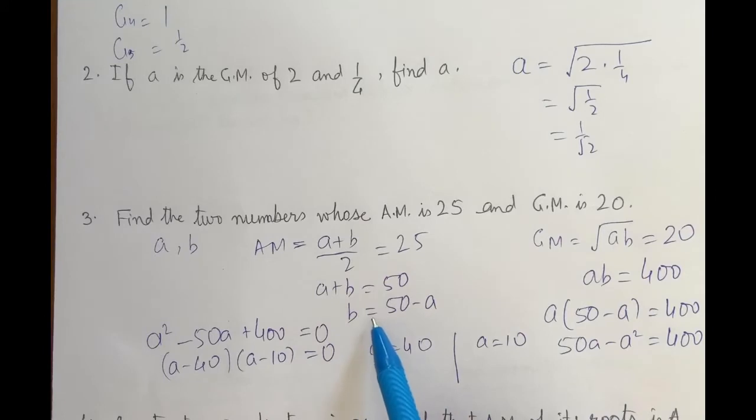If a is 40, then b is 50 minus 40, that is 10. And if a is 10, b will be 40. So the two numbers are 40 and 10, or 10 and 40.